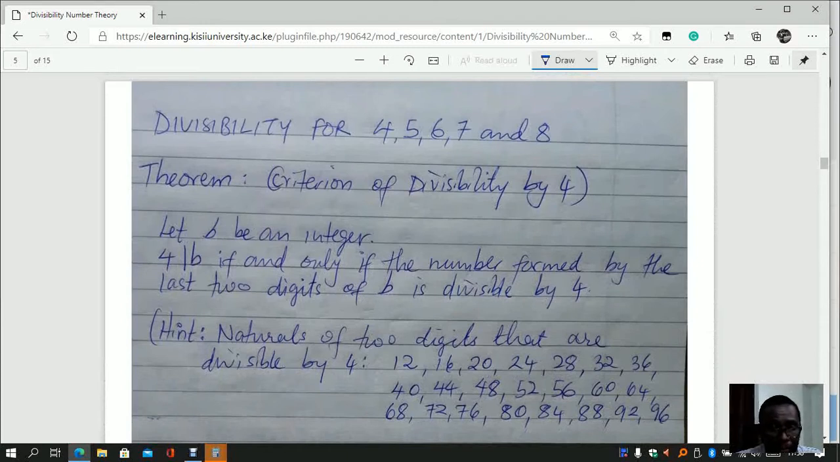So divisibility for 4, 5, 6, 7, 8 applies more or less the same principle that we've learned for 2 and for 3. And we'll add some other few things here. Now, for example, the criterion of divisibility by 4. The theorem states that let B be an integer. 4 divides B if and only if the number formed by the last 2 digits of B is divisible by 4. So what we're looking at is the last 2 digits of B. Is it divisible by 4? That's what we are looking at.